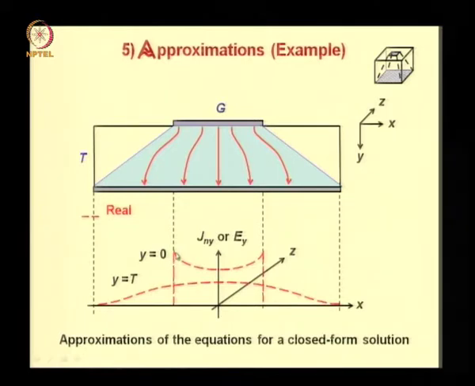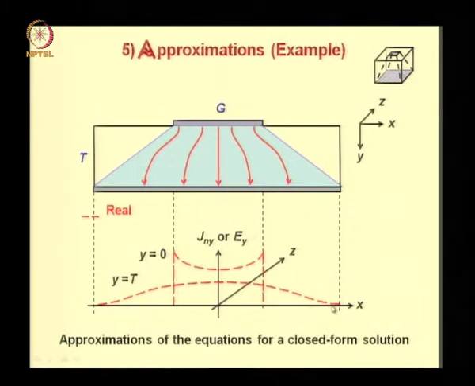At y equal to 0, that is the top contact, the current density is high at the edges and low at the center. This is because at corners you have high electric fields, right. So that is why you have high current density. What we are plotting here on the vertical axis is the y component of the electron current density, or the y component of the electric field.